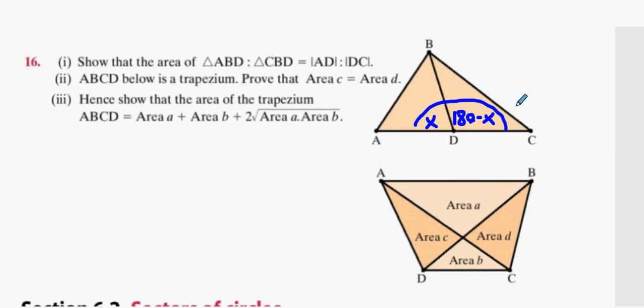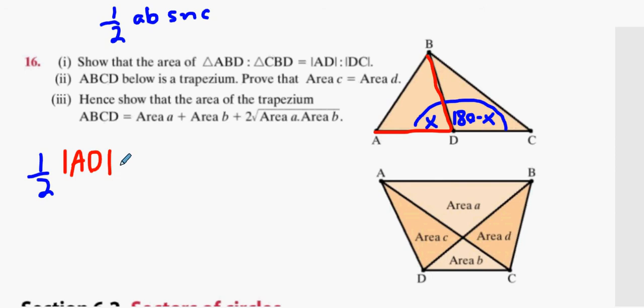So here's what I'm going for. A half AB sine C. Okay, and there's a reason I've got a good feeling about this, because if you look at the side I'm about to use, a half AD BD sine X. Is that okay with you guys? Then what I'm also going to use is a half, and what about the other triangle? A half BD, what's the other one?